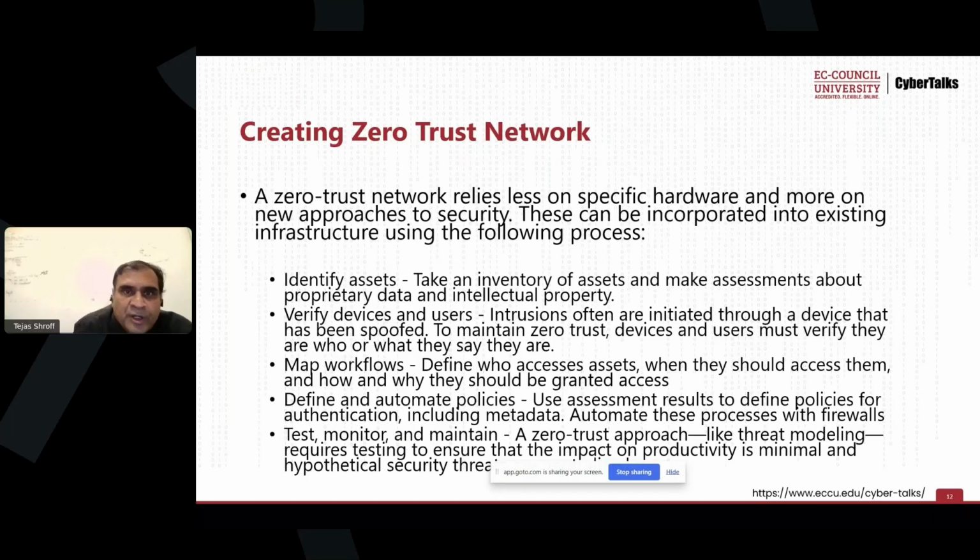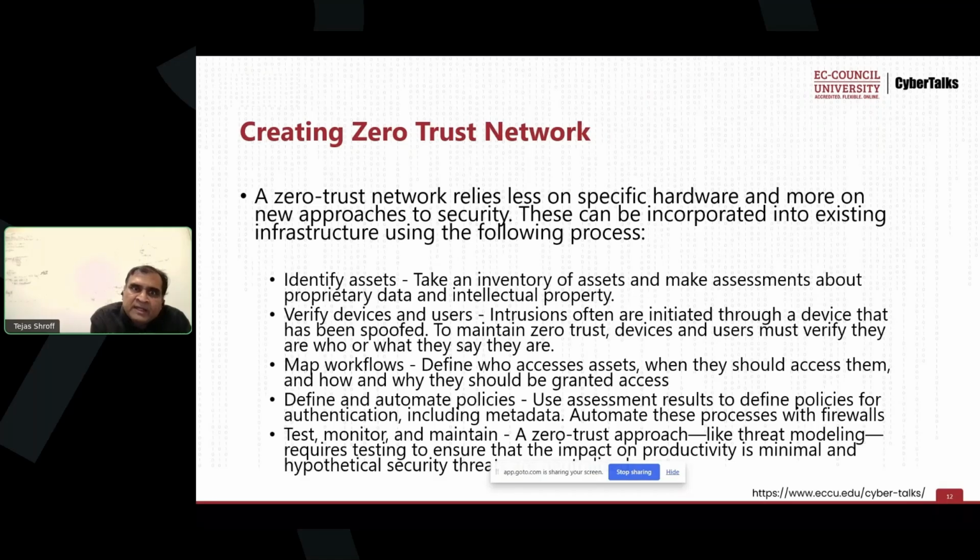So, how do you create a zero trust network? Zero trust is more of a principle. You are relying less on specific hardware and more on an approach to security. Right? You don't need special hardware for that. You need the mindset which will create a zero trust network, which is where a lot of people fail. In everything, they try to look for, what tool do I use for zero trust? No, it's more about following a particular process, right?